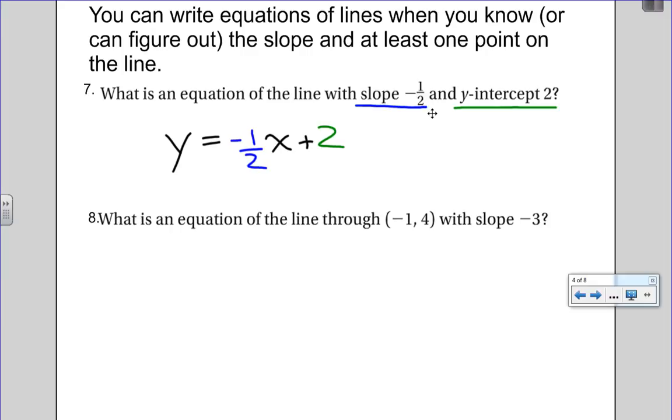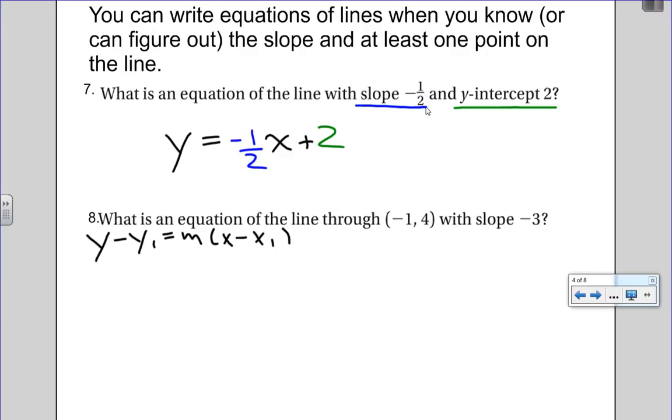What's the equation of the line through negative 1, 4 with slope of negative 3? This is where the point-slope formula comes in handy, and there's also an mx plus b way of solving this, which you may have seen, so I'll solve that way also. I'll write the formula up first so you can see where these are coming from. Y minus y1 equals m times x minus x1.